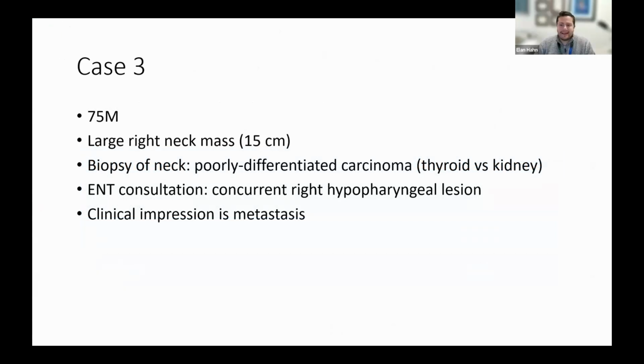So this is a 75-year-old man presenting with a large neck mass, 15 centimeters, a huge mass, immediately under the skin. Biopsy of the neck showed a poorly differentiated carcinoma. There was PAX8 staining, so the pathologist raised the possibility of thyroid and kidney primary. During an ENT surgical consultation at my institution, a right hypopharyngeal lesion was noted, and the clinical impression was that of metastasis, but noted was the large size of the neck mass and the relatively small size or asymptomatic nature of the primary tumor.